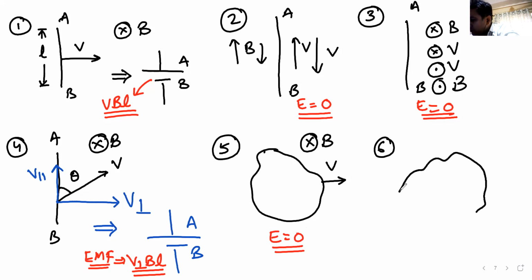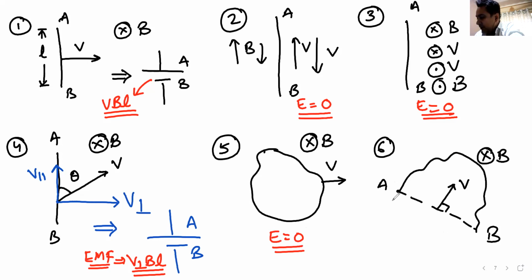Now I make this case. I have a random loop. This is point A. This is point B. Velocity is perpendicular. And then I put it in a magnetic field B. And the shortest length is given as L, straight line. And this is perpendicular to this. What is the answer now?